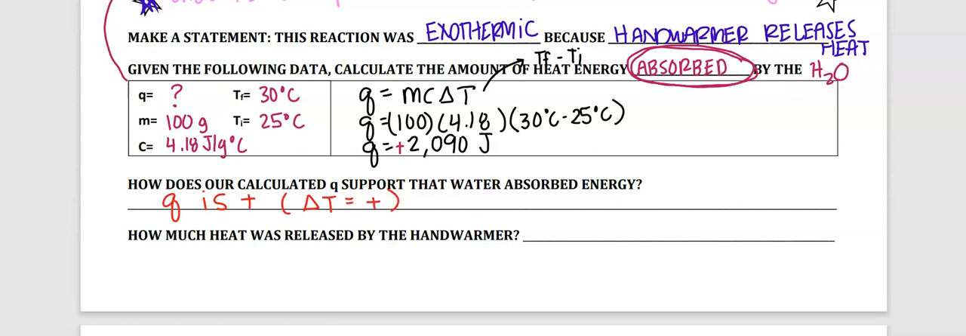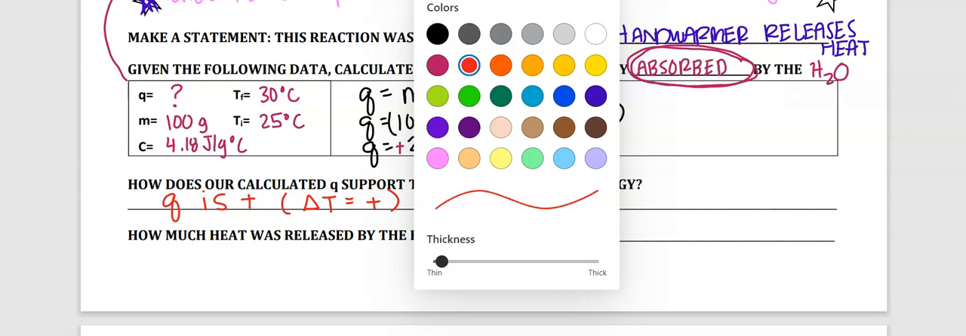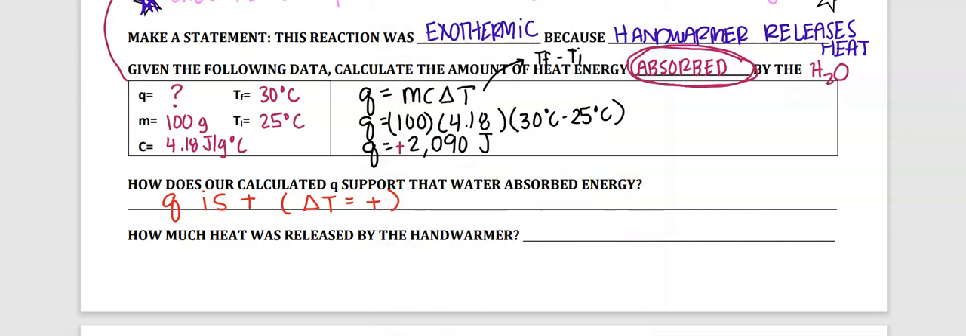Okay, and we know that because the delta T was a positive value, the water absorbs heat. Okay, and now gets to the good question, which is how do we determine the amount of heat released by the hand warmer? Well, we can use a theory that we've talked about a couple of times here. The theory is the law of conservation. Okay, and the law of conservation states that all the energy that's absorbed is released by something else, or energy is not created or destroyed, but simply changes form.